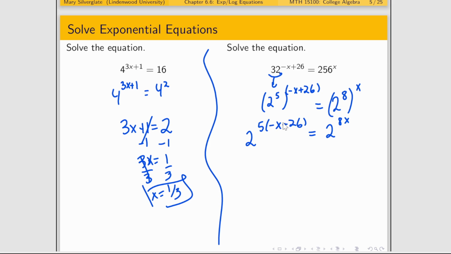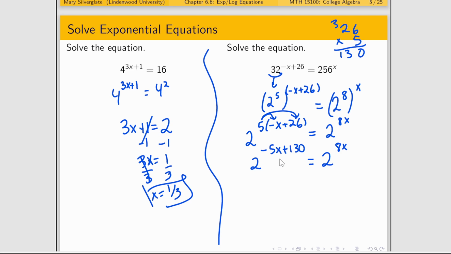I may want to go ahead and distribute that 5 as well. 5 times negative x is negative 5x. 5 times 26 is something that I should probably know off the top of my head, but even if I don't, I can just do a little bit of math off to the side. 6 times 5 gives me 30. 2 times 5 gives me 10 plus 3 makes 130. So this is 2 to the negative 5x plus 130 is equal to 2 to the 8x.